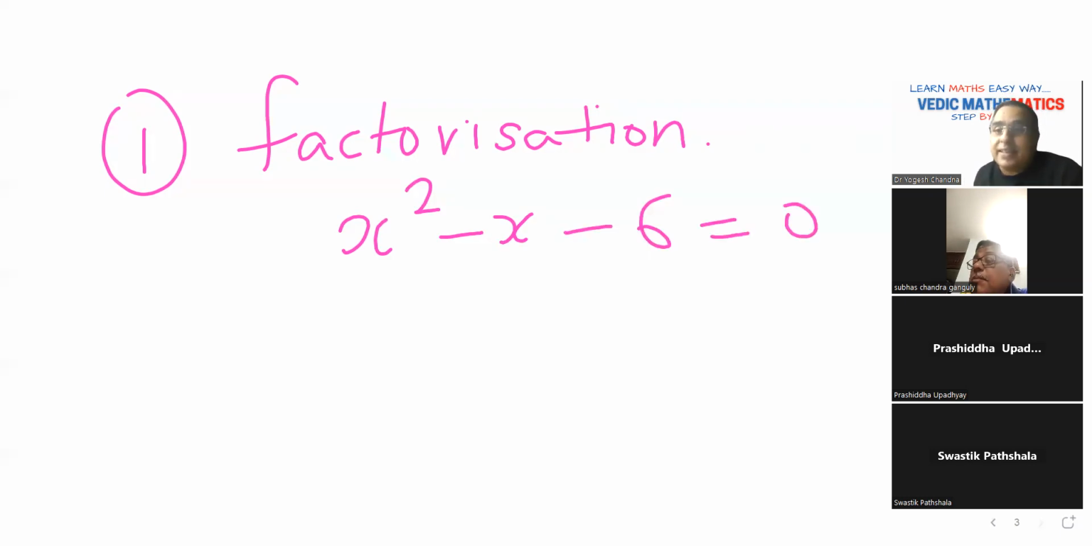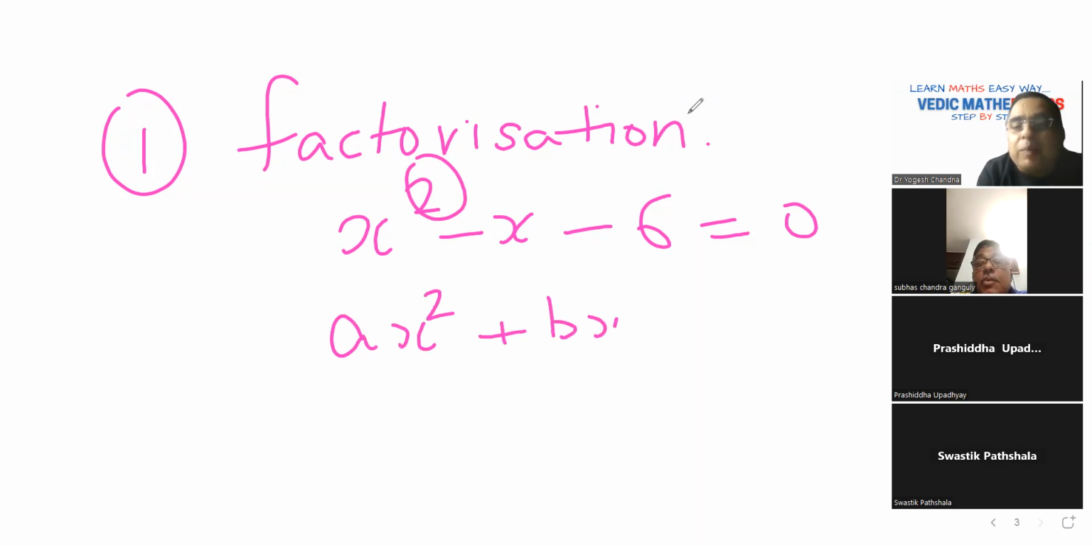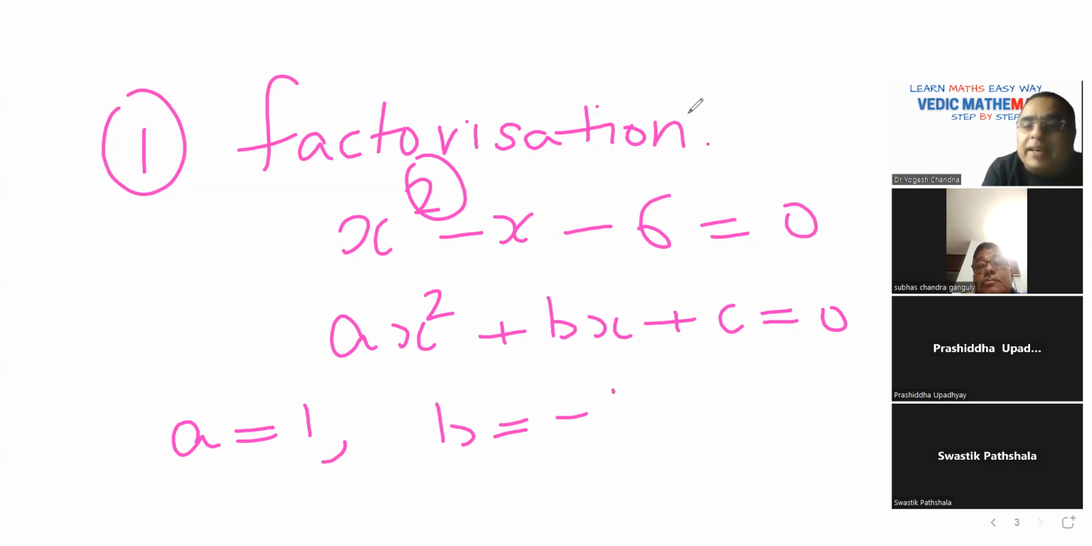Very first thing, is it a quadratic equation? Yes. Degree is 2. It is in the form of ax square plus bx plus c is equal to 0. So if you observe, a is 1, b is equal to -1, and c is equal to -6. So all the conditions are fulfilled. We have all a, b, and c. So thus, this is a quadratic equation.